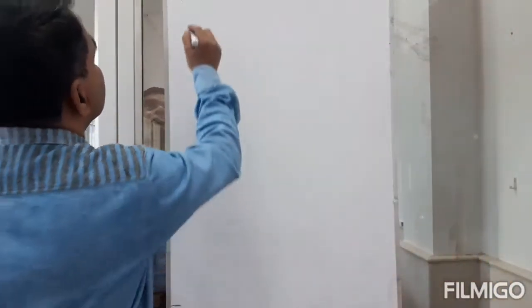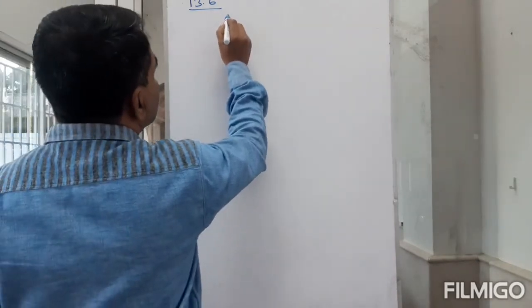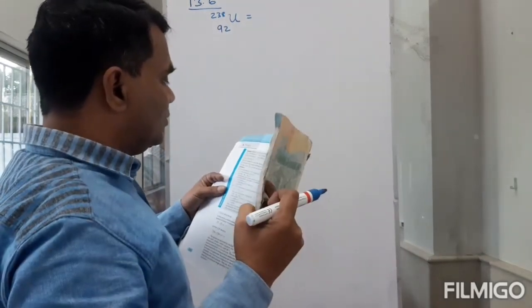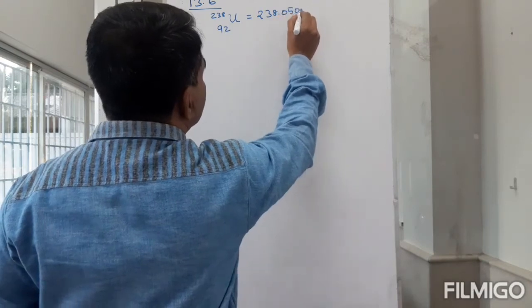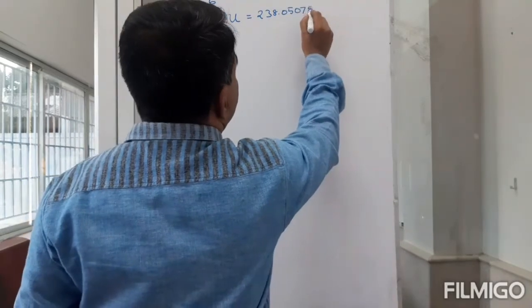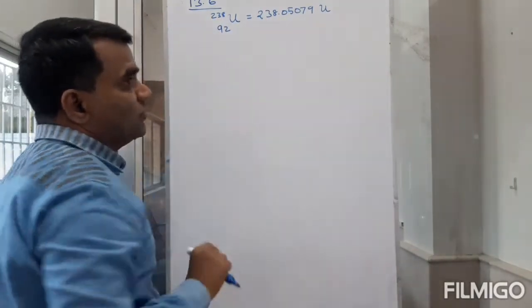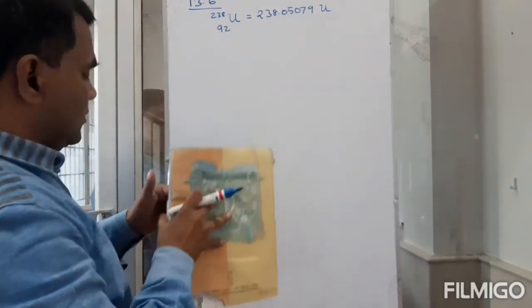Well, first, let me list down the nuclei. First, example 13.6. So, what are the things given? Uranium-238. So, uranium is 92, 238. What's the mass of this? Mass of this is given to be 238.05079 atomic mass units. Notice it is 238 is what you say, but actually it is slightly more than 238, a little bit of fraction. So you kind of round it off and then say it is 238. Slightly more.